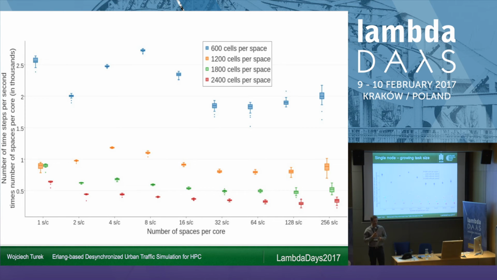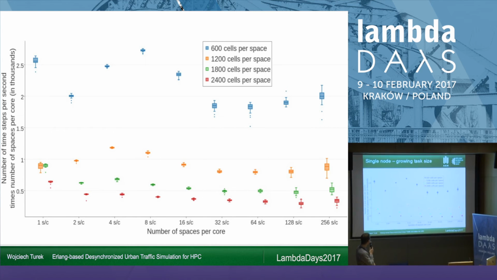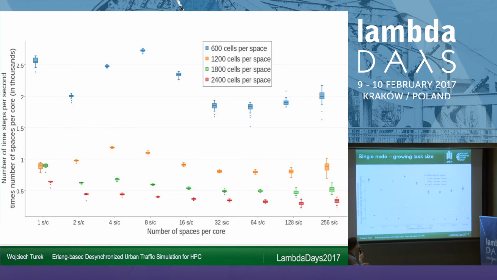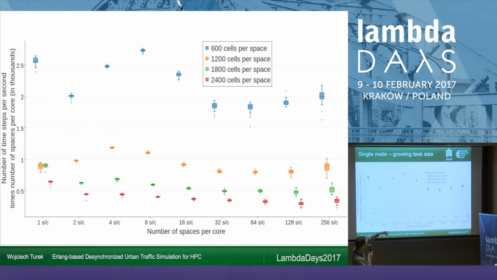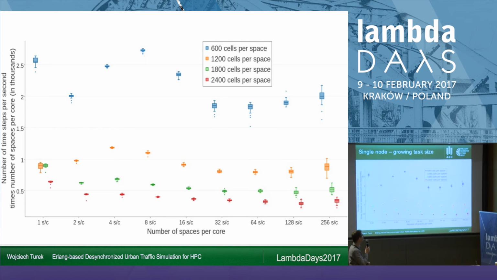Okay, so the results. This is probably quite interesting. Starting from a single node with a growing task size, these are the results of the performance with an increasing number of spaces per core. Each space had from 600 to 2,400 cells, and with a growing number of cells per core, which means that more processes were executed by a single scheduler, it turns out that the performance doesn't drop that badly. So this context switching doesn't take much effort.